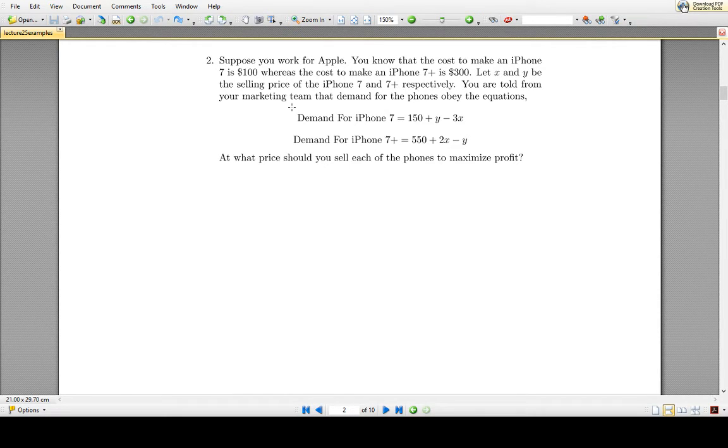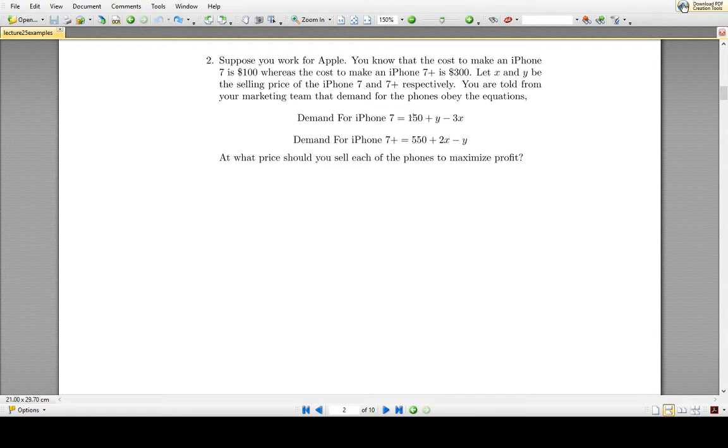You're told from your marketing team that demand for the phones obey these equations. So the demand for iPhone 7 depends on how much the price of the iPhone 7 Plus is and the price of the iPhone 7. And also the demand for 7 Plus, same kind of idea. It depends on what the prices for the two phones are.